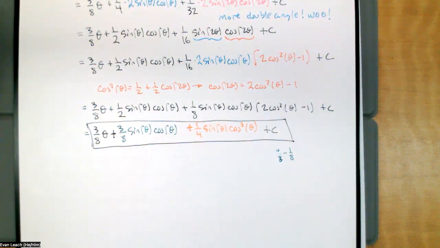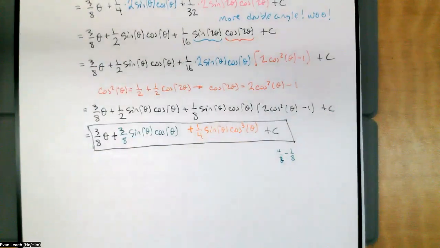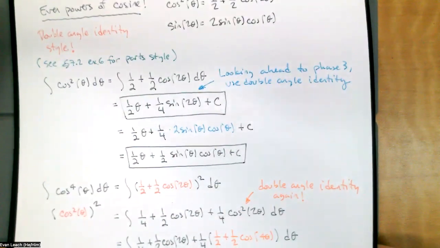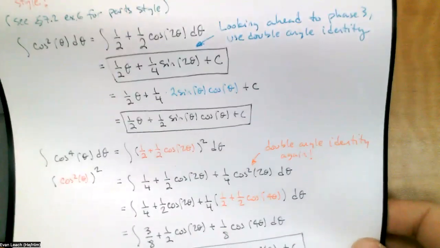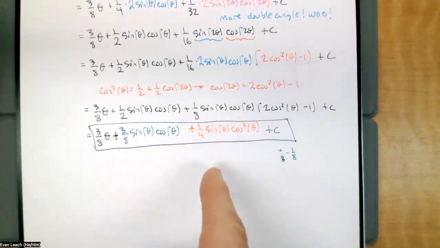What happened when we went up one level from cosine squared to cosine fourth? How many more terms did we get? Cosine squared had two terms, a theta and a sine theta cosine theta. Cosine to the fourth had three terms, theta, sine theta cosine theta, and like before, the new kid on the block is sine theta cosine cubed. Speculate. What happens if we go up to the cosine to the sixth? How many terms are there going to be?